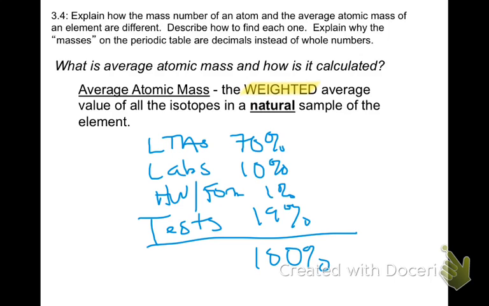However, you can see that your grade in LTAs factors in much more heavily. So in other words, they're the most important factor in your grade, whereas homework and formative assessments are the least important. That's called a weighted average. So your grades are averaged, but they're averaged in such a way that the LTAs are more important. So with average atomic mass, the same kind of thing happens, but instead of LTAs being the most important, it's reflected by how many of the atoms have a certain mass.